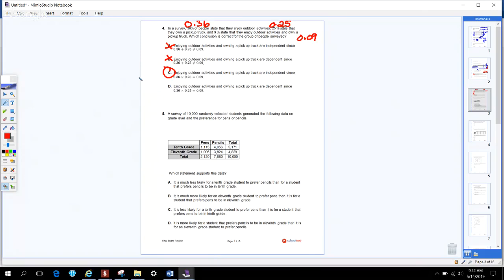So now in this case, we do have the totals. So now we have to figure out what each of the things mean. Is it much less likely for a 10th grader to prefer pencils than for a student who prefers pencils to be in 10th grade? Oh, that's interesting. So a 10th grade student is going to be our given. So there's 5,171 10th grade students. How many of them preferred pencils?